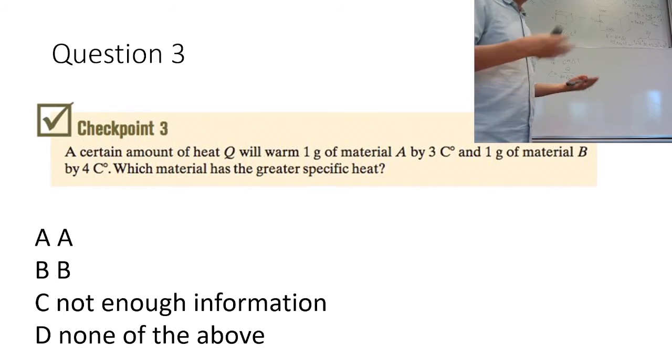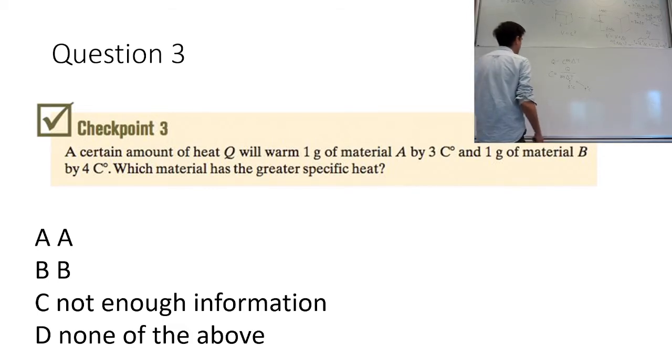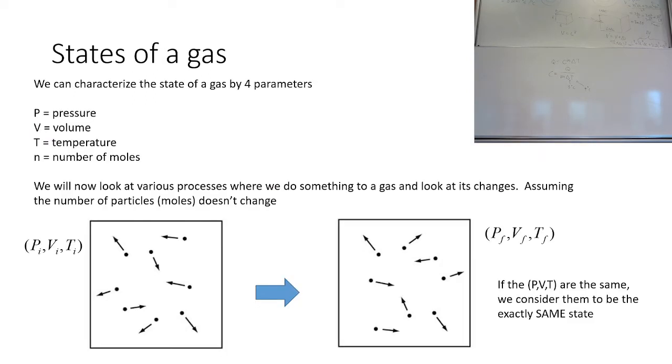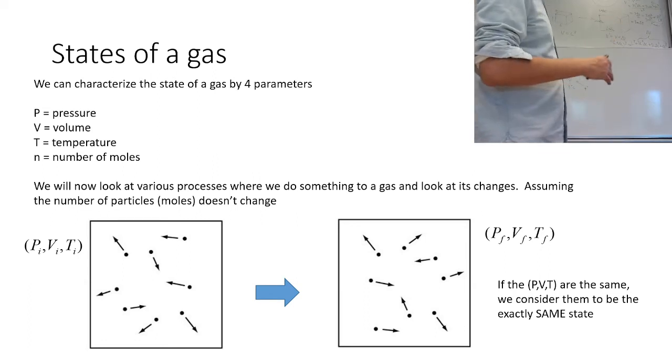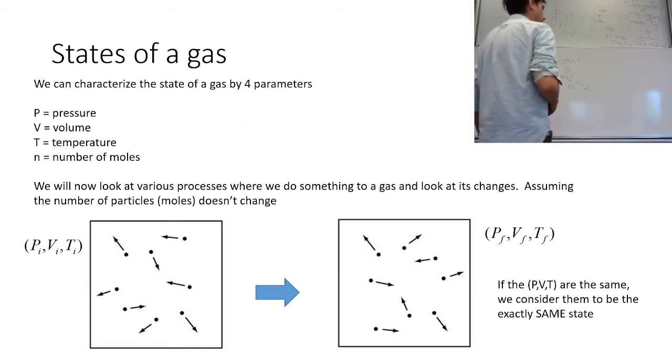So for certain materials, if you need a lot of energy to raise the temperature, then you say that it has a large specific heat. So the fact that it doesn't go up very much in temperature is an indication that you need a lot of energy to heat it up. So yeah, that's why it's A. Okay. All right. So that's sort of a fundamental thing that we need to know. And now we're getting on to talking about the first law of thermodynamics.